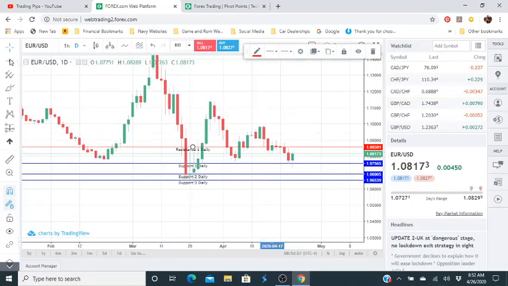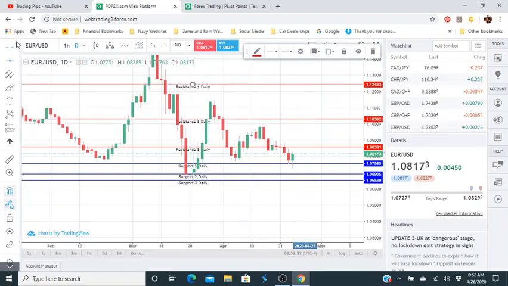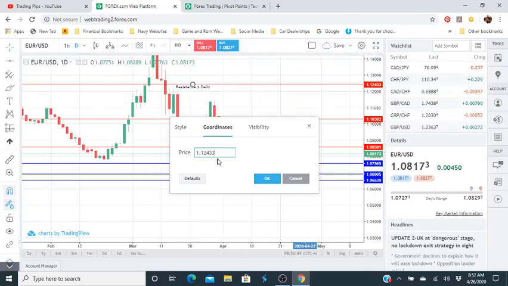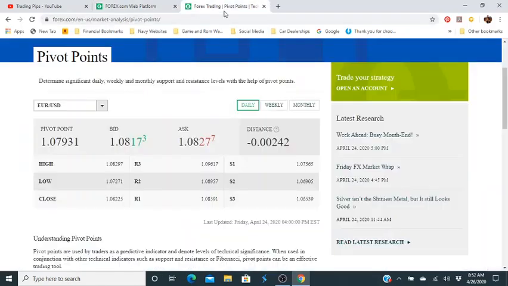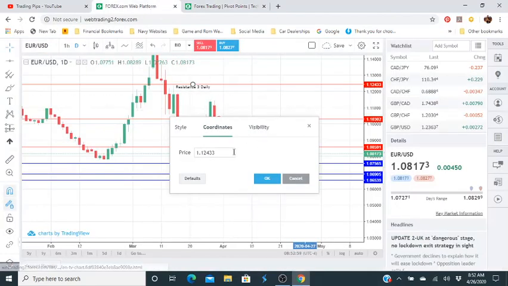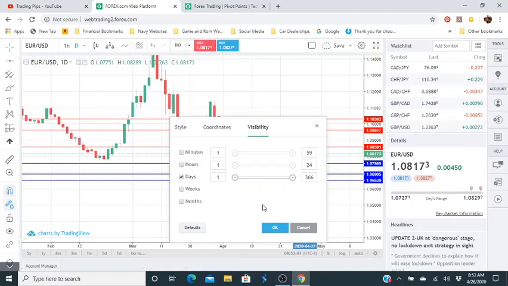We're going to click right back on what we have, and we're going to go line 2, line 3. We're going to go back to our icon. We still have the ball on 3, so we're going to go to settings. We're going to change that in terms of style, and we'll change that to 3. We'll go and put coordinates in, go back to the website. Resistance 3 was at 109.617. We'll type that in, 109.617. And then, of course, you can check your visibility, make sure we only have days checked.